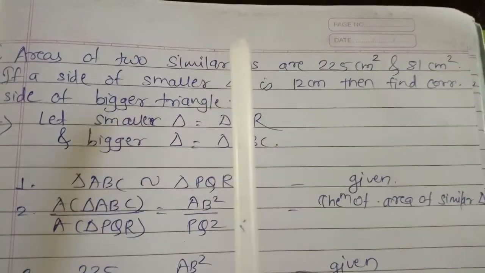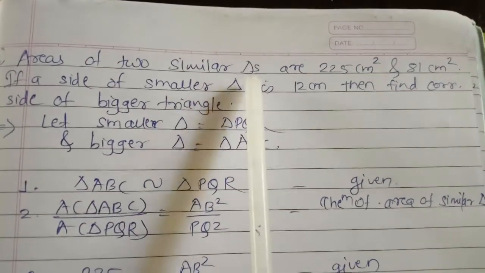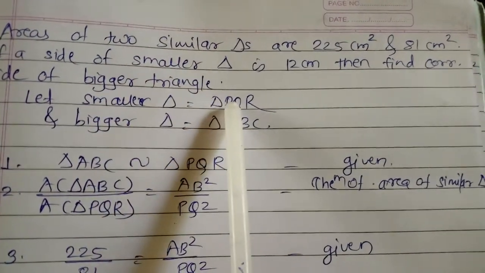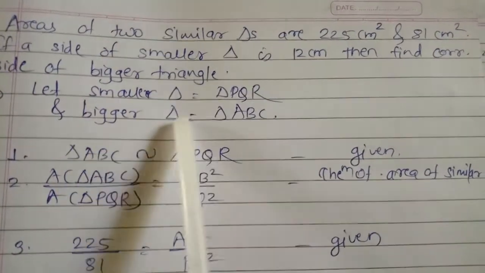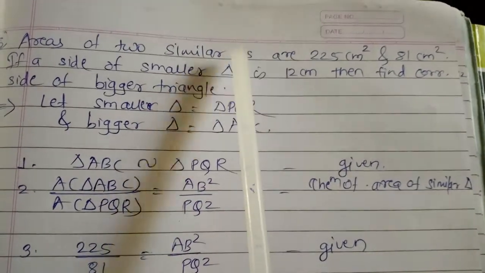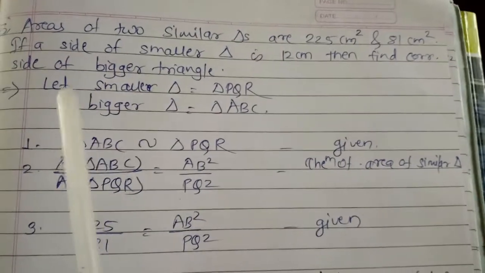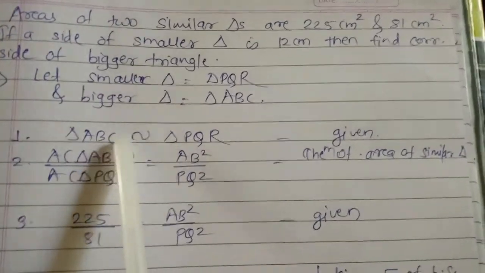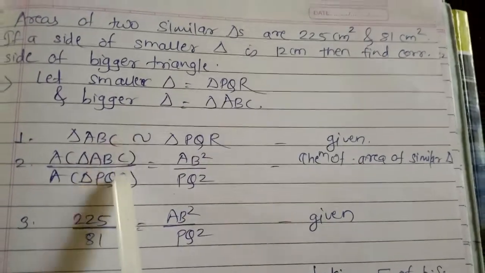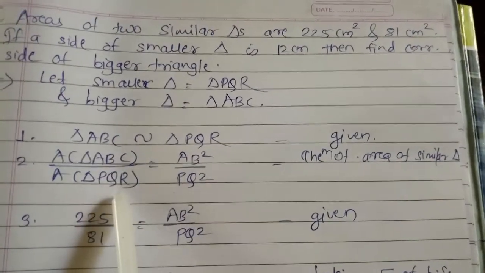Now see, in this example there are two triangles, one bigger and one smaller. We consider the smaller triangle as triangle PQR and the bigger triangle as triangle ABC. We are already given that the two triangles are similar. So our first statement is triangle ABC is similar to triangle PQR. The reason is given. Now we are going to write the ratio of the areas of these two triangles.